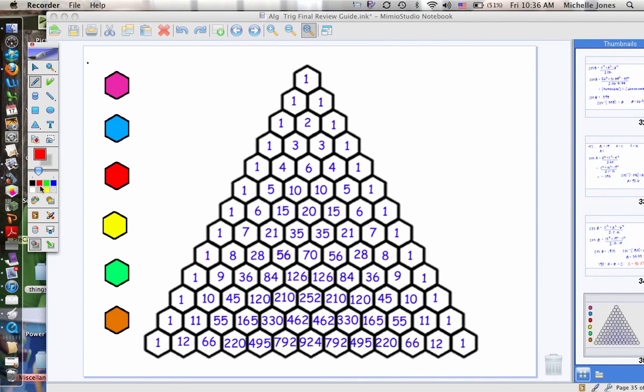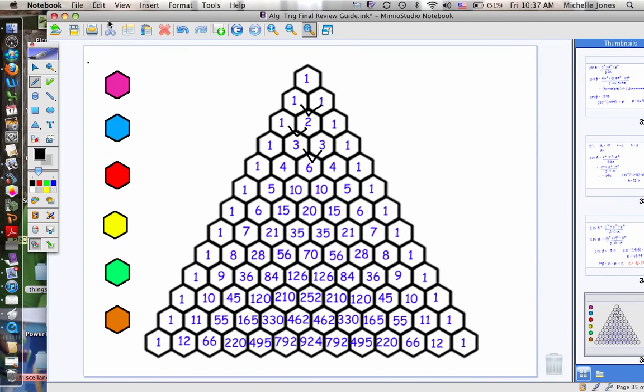Alright, let's talk Pascal's triangle. So here you have your triangle. You want to make sure for your exam that you know how to make your triangle. So making your triangle, you're going to have ones on the outside and then add your two middle terms. So 1 plus 1 is 2, 1 plus 2 is 3, 3 plus 3 is 6, and so on and so on. Really important that you know how to construct Pascal's triangle, because you're not going to be given it to answer your questions on the exam.